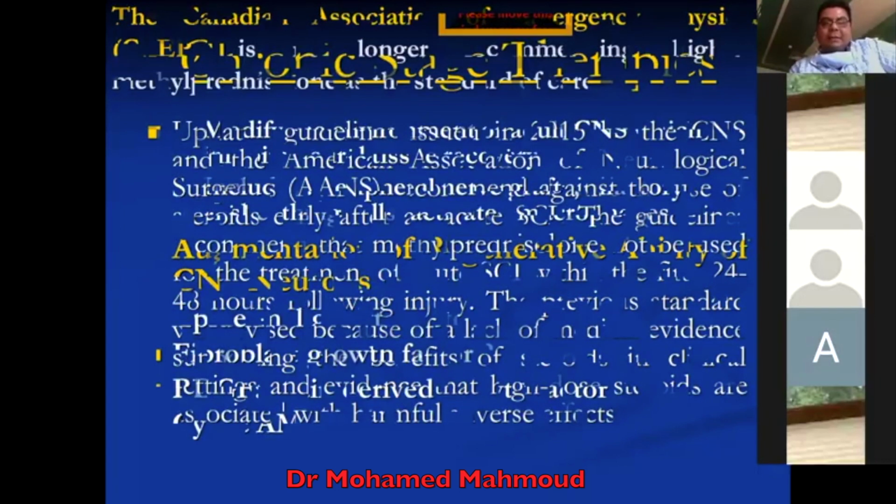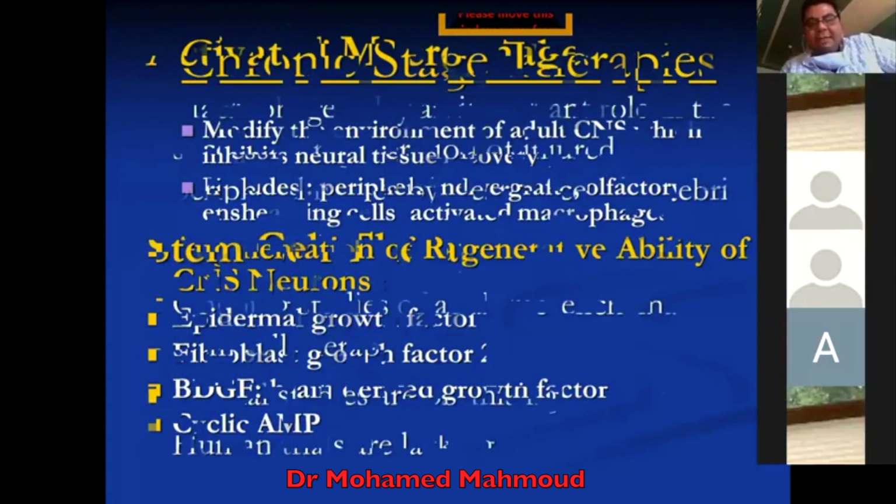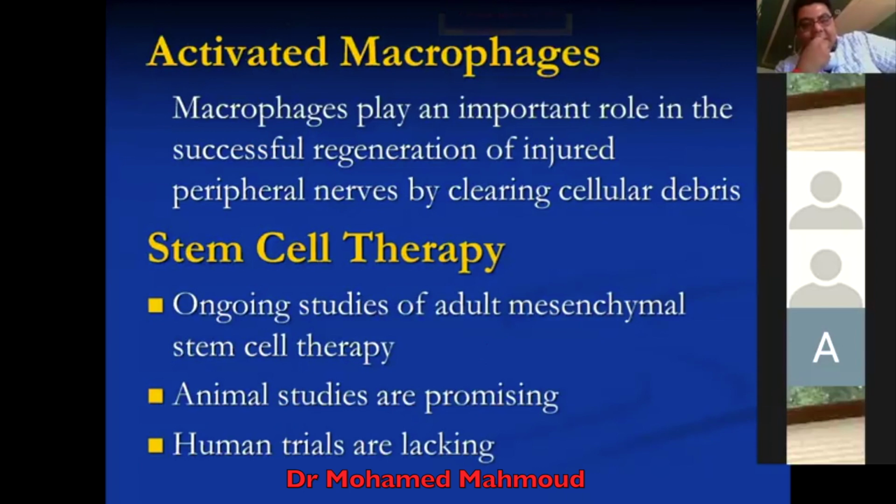In chronic stage therapy: rehabilitation and medications like epidermal growth factor, fibroblast growth factor 2, cyclic AMP, or activated macrophages, and stem cell therapy. Stem cell therapy, ongoing studies of adult mesenchymal cell therapy. Animal studies are promising, but human trials are lacking.